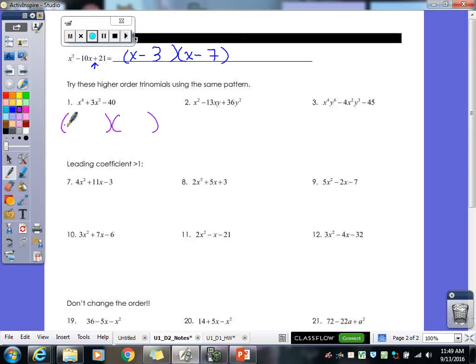So for number 1, we've got x to the 4th. So we would just divide the 4 by 2. So it's x squared and x squared. What will our signs be? Same or different? Different. Very good.